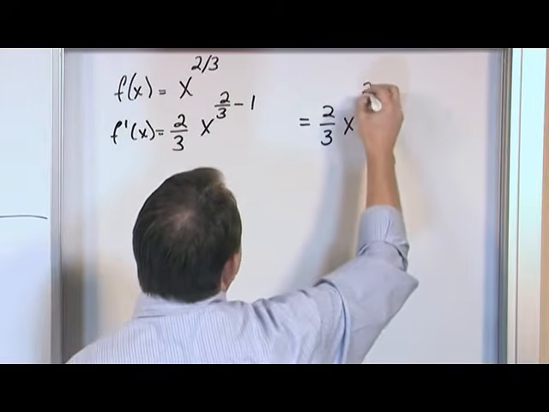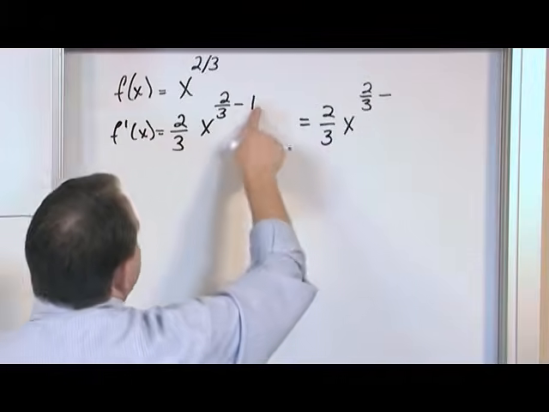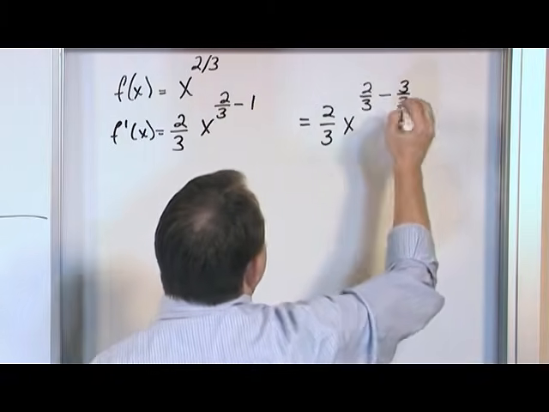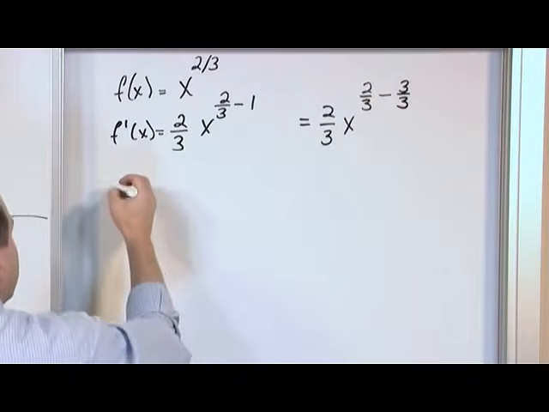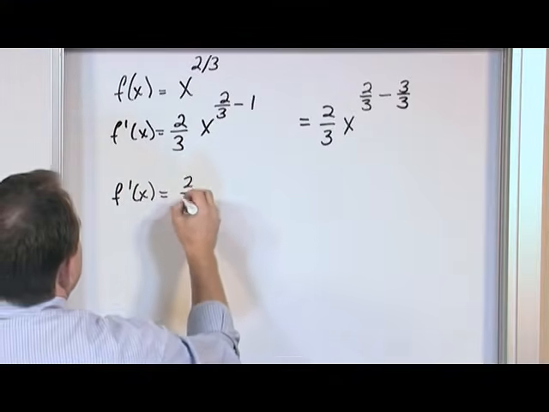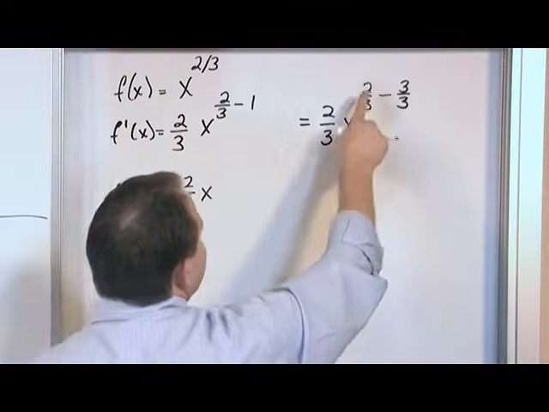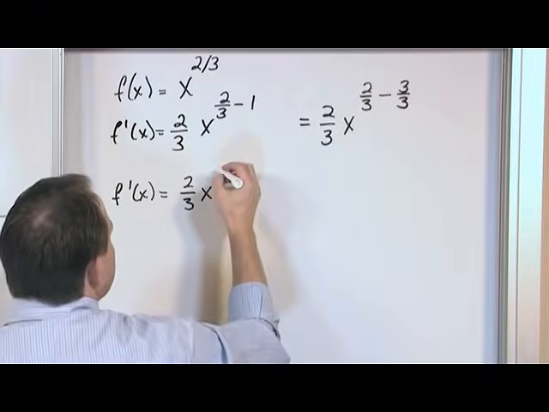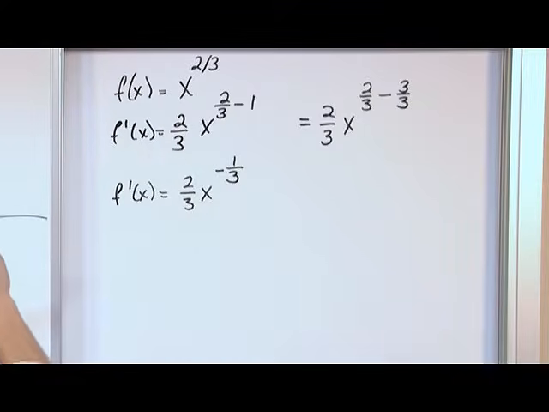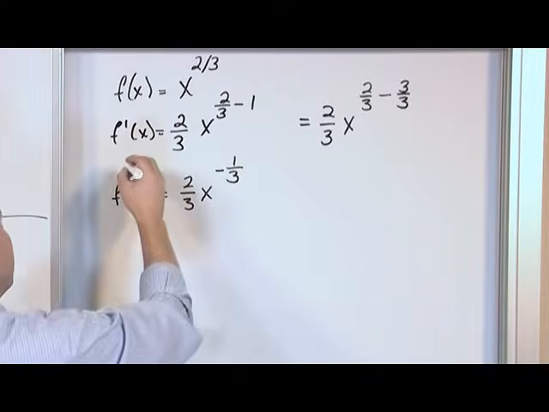So we put 2/3 here, subtract. Now I'm subtracting 1. The easiest way to do this is make it 3/3. So I have a common denominator here. So f prime of x is going to be 2/3 x. What are we going to have here? 2 minus 3 is negative 1, negative 1/3. Okay, so 2/3 times x to the negative 1/3 power.